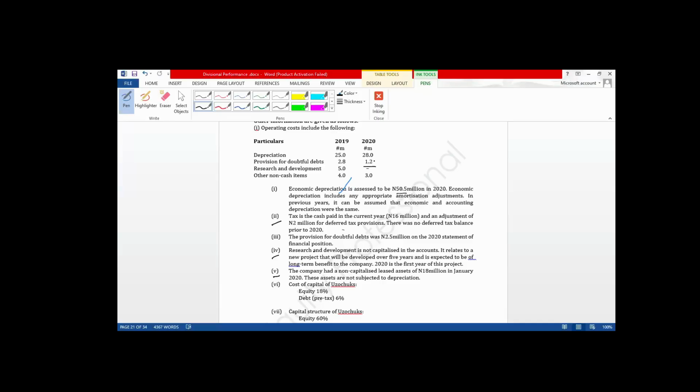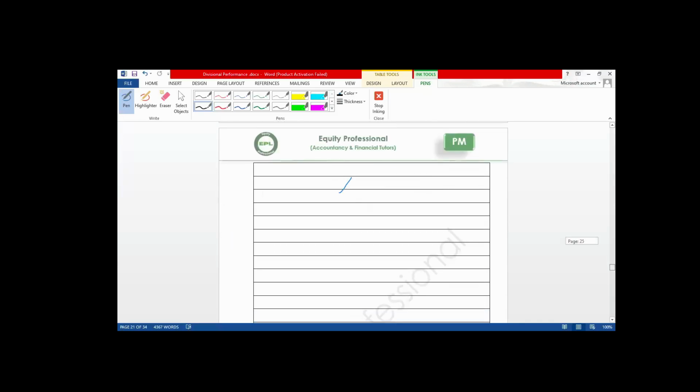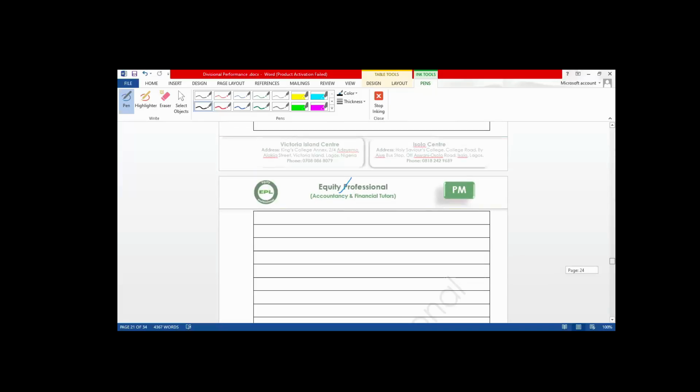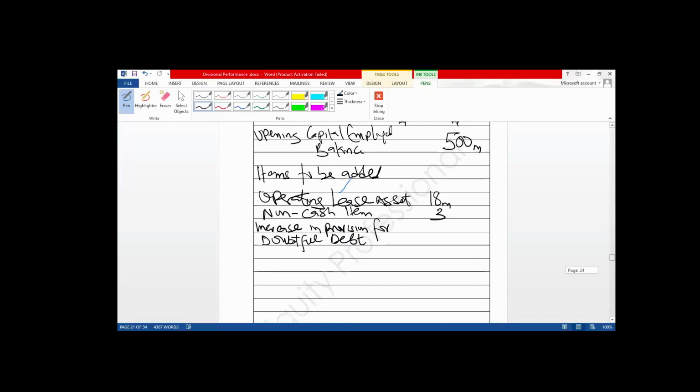Determine the increase. 2.5 minus 1.2. That increase will be added back. 2.5 minus 1.2, 1.3 increase.